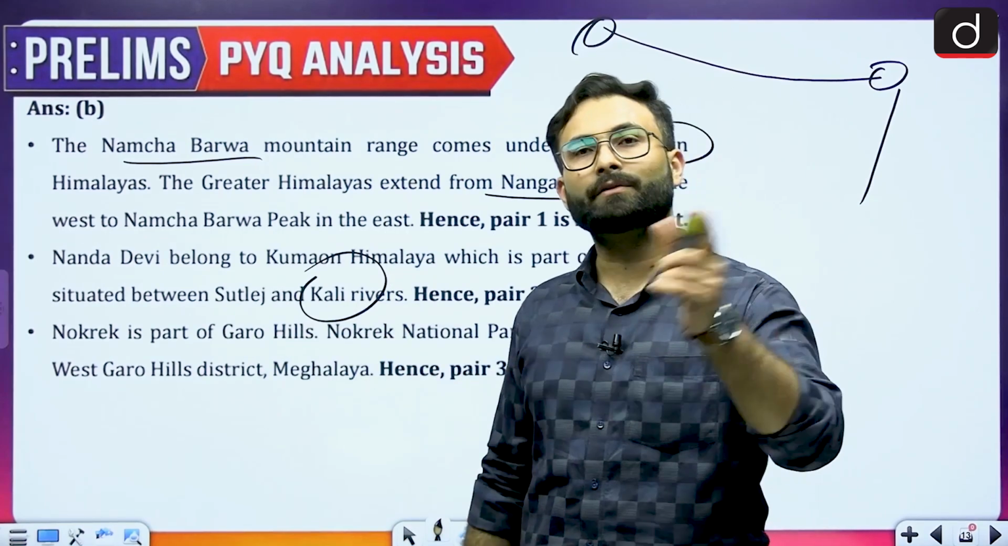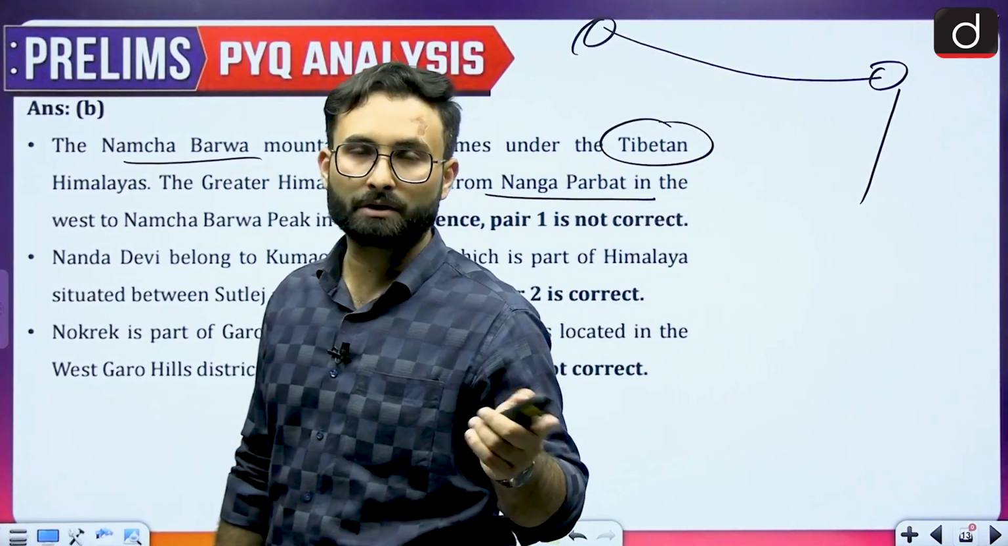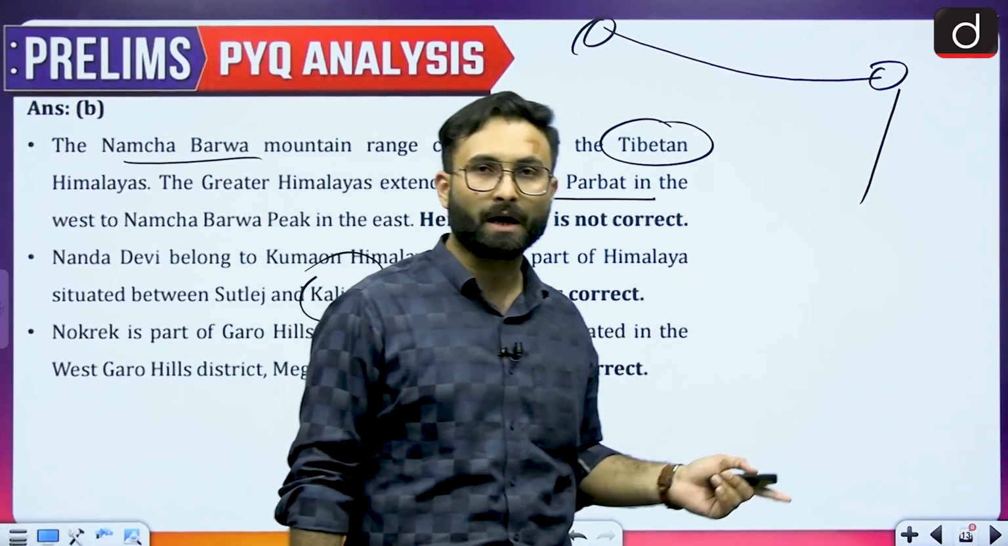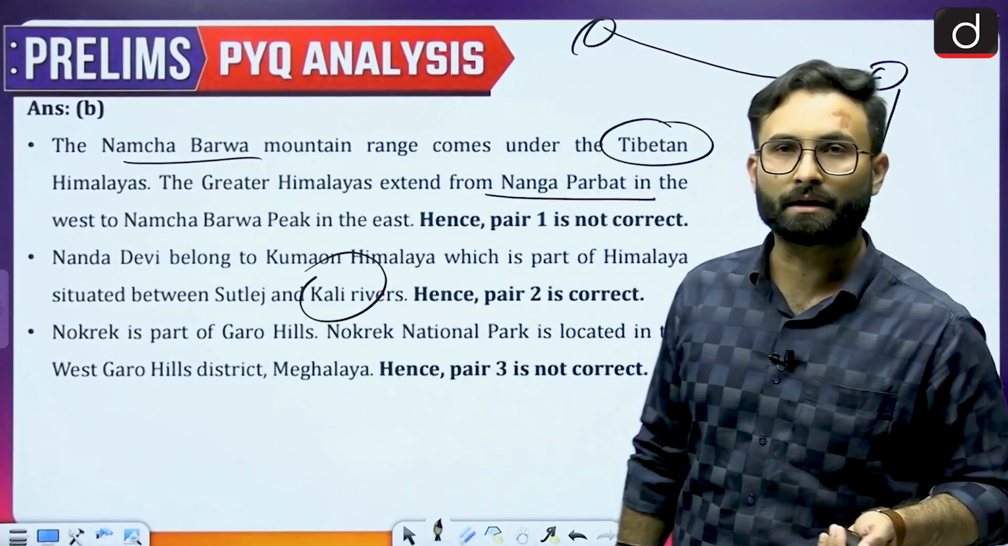Other than that, one more important factor is Susta. The Susta river is also there, and the Susta region in Bihar is also contested between India and Nepal.